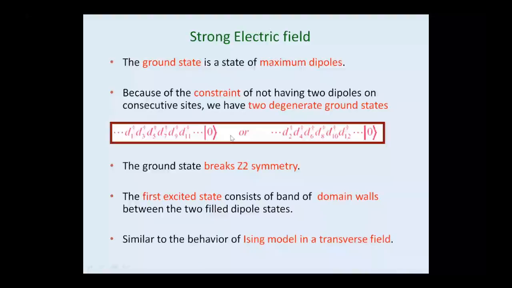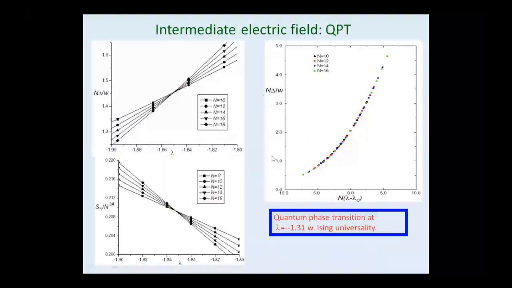And the ground state spontaneously breaks this Z2 symmetry, which is the same as the ferromagnetic phase of the transverse field Ising model. And then in between, it turns out that there is a quantum phase transition at some fixed value of lambda. And this belongs to the Ising universality class. Okay, so that's roughly the equilibrium phase diagram of the model.